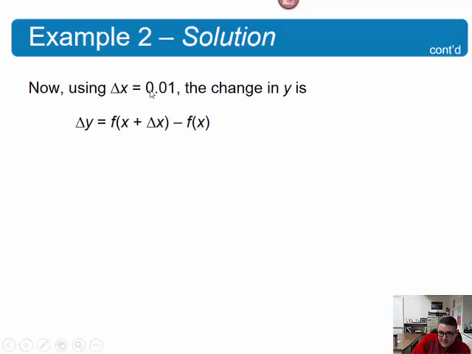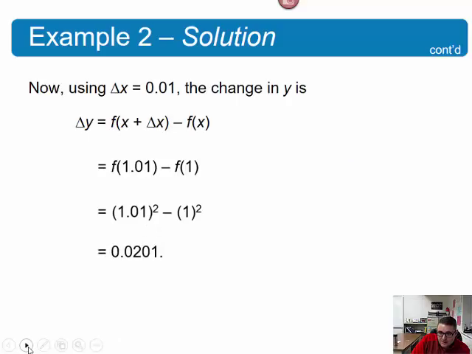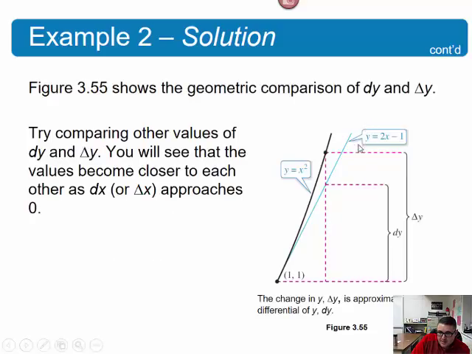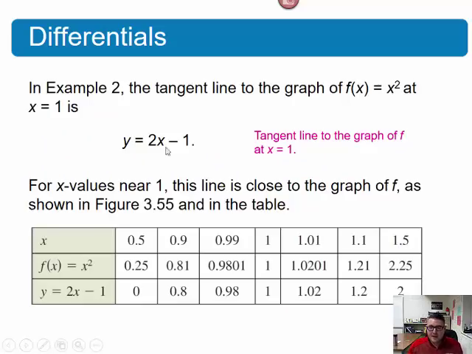Now using delta x, 0.01, the change in y is f of 1.01 minus f of 1. We go through the process here, and look how similar they are. So you can see by this diagram, the change in y, delta y, is approximated by the differential of y, d of y. Again, I have a table showing the difference in the two, delta y versus d of y.